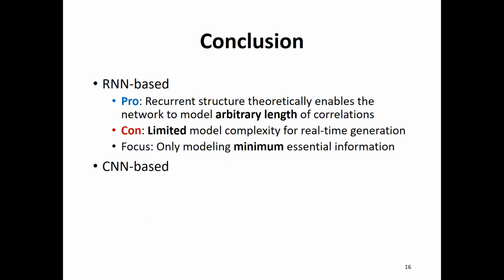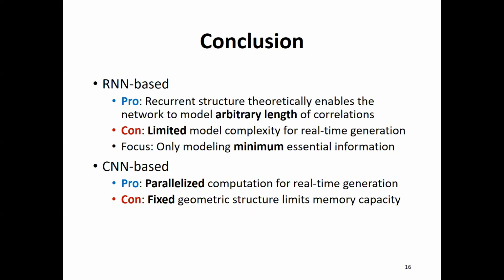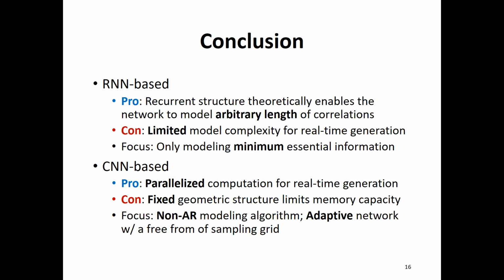On the other hand, for the CNN-based models, the pro is that we can take advantage of the parallelized computation nature of non-AR CNN for real-time generation, even if the model is very complicated. However, the con is that the fixed geometric structure limits the memory capacity of the models. As a result, current research on CNN-based speech generation first focused on non-AR modeling algorithms, such as flow-based and GAN-based models, and then focused on adaptive networks with a flexible form of sampling grid, such as our proposed QPNet and QPPWG.